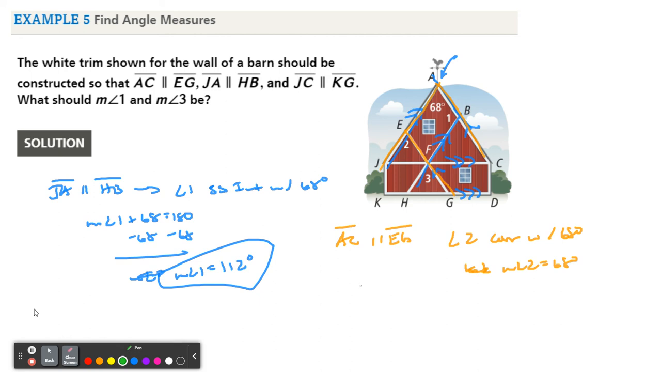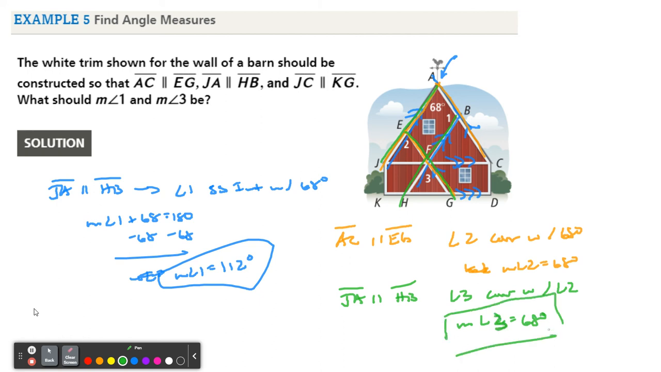And now to find angle 3, I'm going to use angle 2. Because if I take a look at segments JA and HB again, which were in blue, I'll make them in green now. Now I can use EG as my transversal. And now angle 2 and angle 3 also both open down. They're corresponding as well. Angle 3 corresponds with angle 2. So they're going to be congruent. And if angle 2 is 68 degrees, then angle 3 is 68 degrees. Sorry about that, 3. And there's your two angle measures.